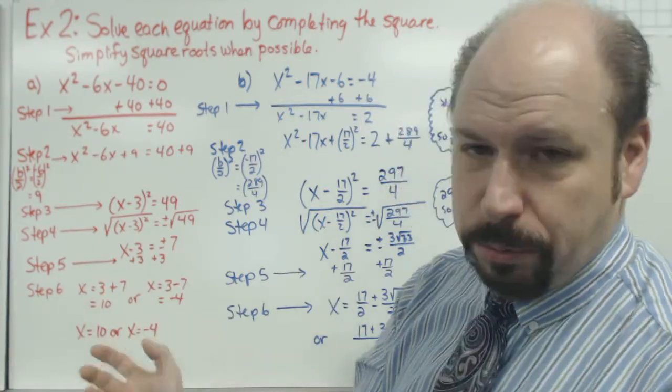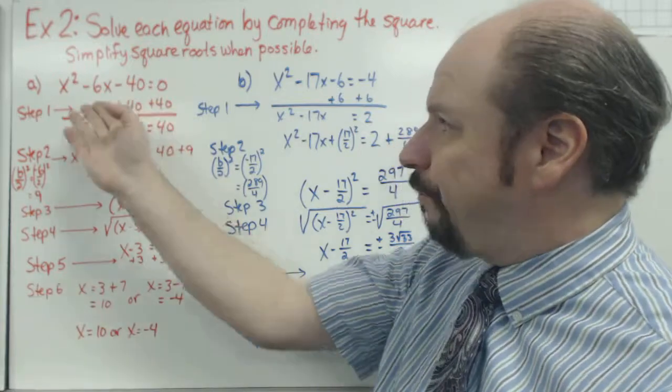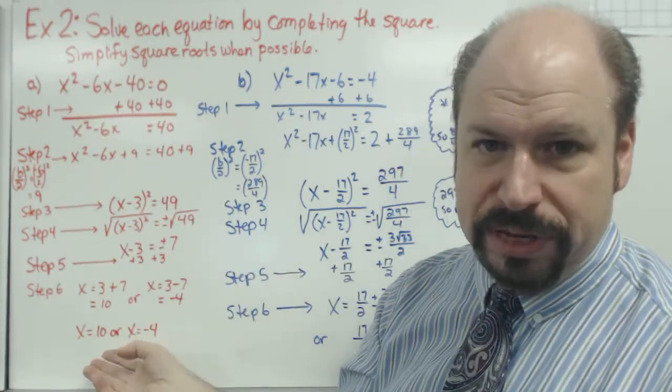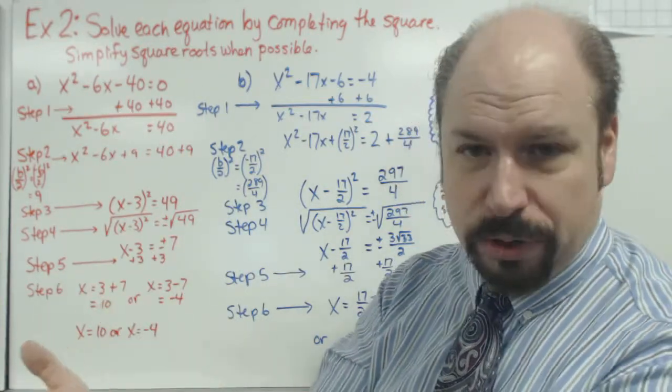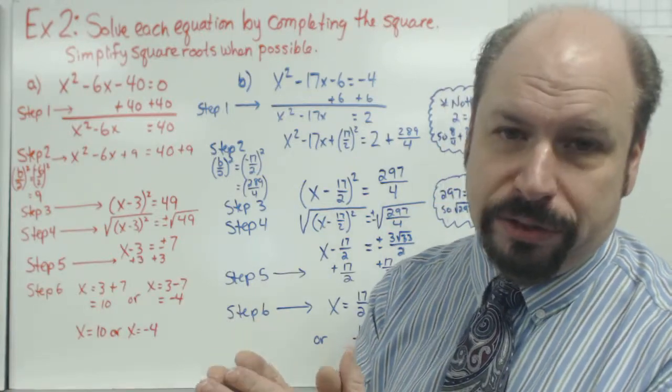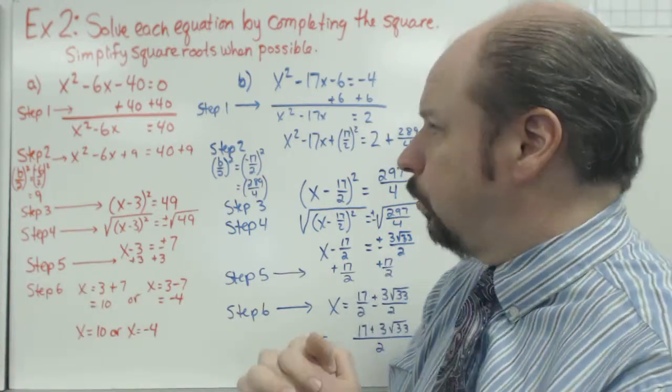Now, notice these numbers come out fairly nice, so we could probably have factored this and ended up with the same solutions. But I want to start out with some easier examples of completing the square before we go on to some more complicated ones.